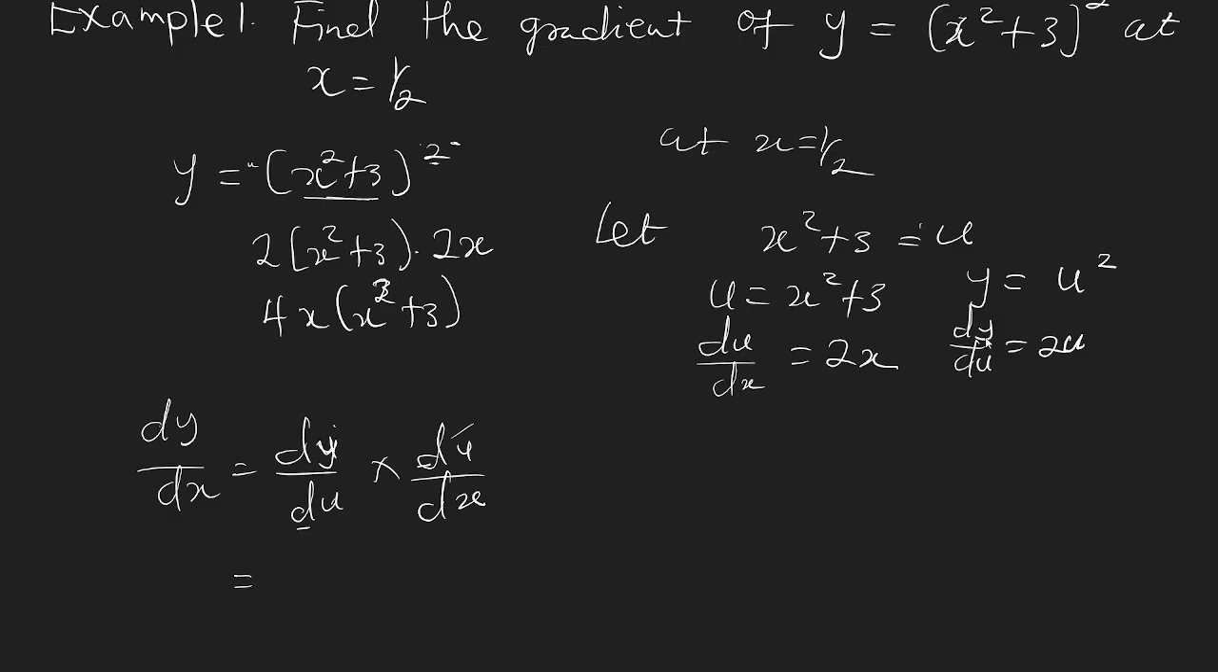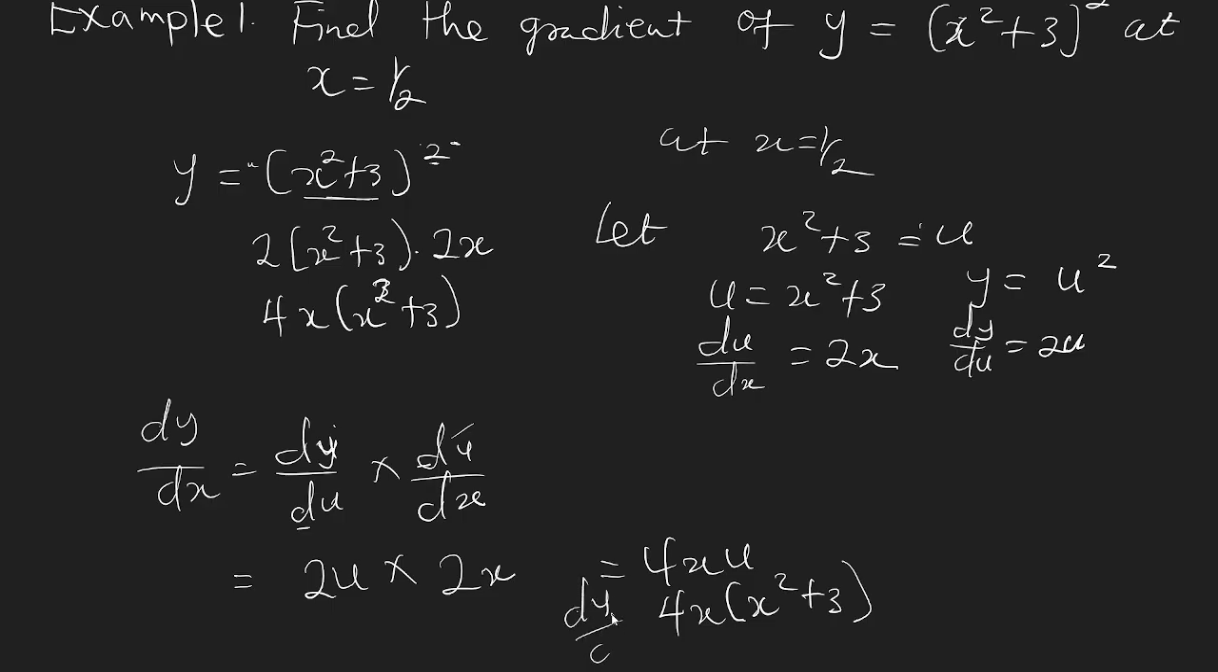We have the dy/du being equal to what? 2u, times du/dx, which is what? 2x. So this is going to give us 4xu. But our u is what? To get 4x out, u is x squared plus 3. All right, so with this, we have the gradient function.